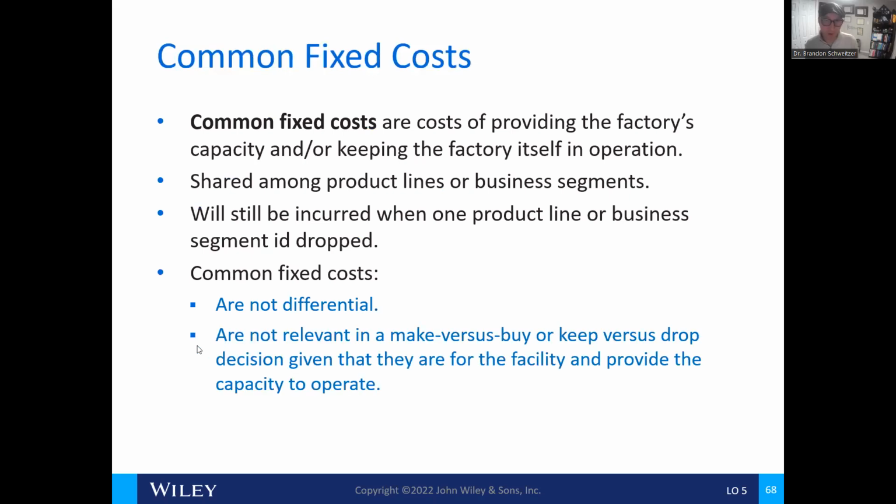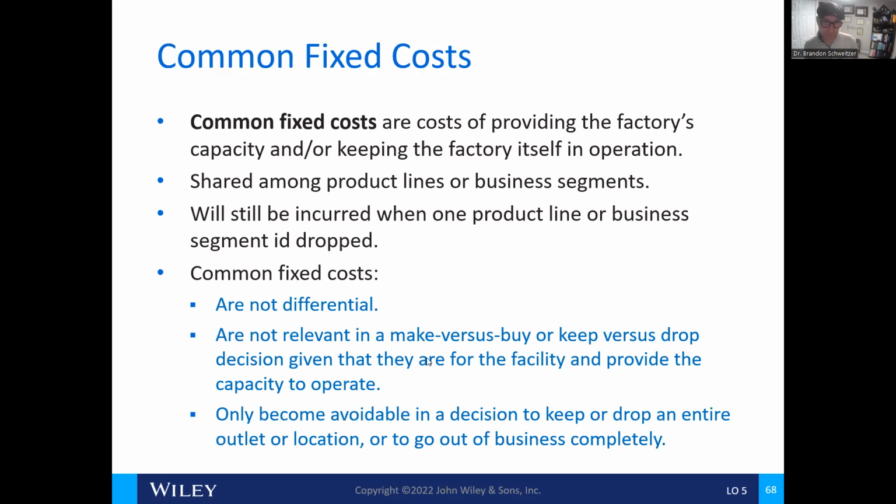They're not relevant in the make or buy or the keep versus drop decision if they are for the facility and provided the capacity to operate. They only become avoidable in the decision to keep or drop an entire outlet or location or to go out of business completely. Makes sense.